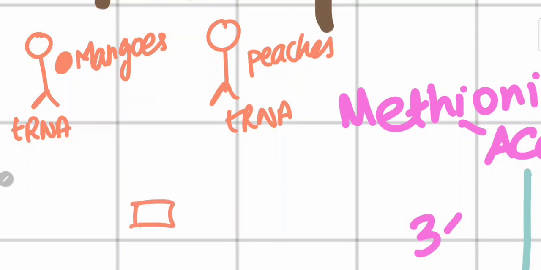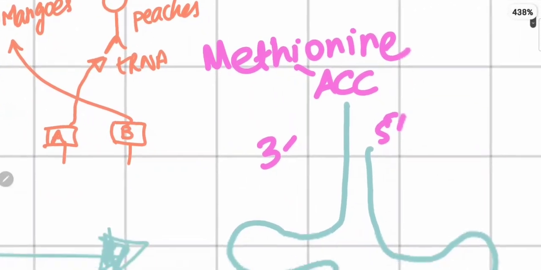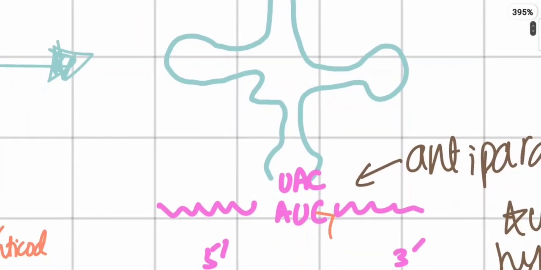I'll make people with square heads now. They're gonna look for people who need mangoes, who need peaches. For example, person A, he needs peaches. They're gonna bond with that. Person B needs mangoes. They're gonna bond with that. So the transfer RNA is first going to have the mangoes or the methionine, and then it is going to look for the start codon. Okay, that is the AUG, and then it is going to get attached to that mRNA.